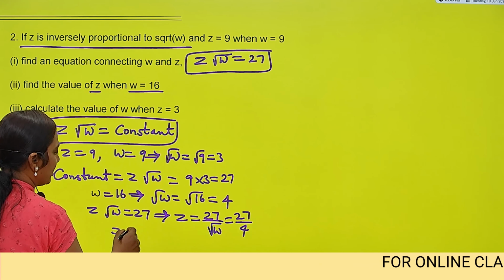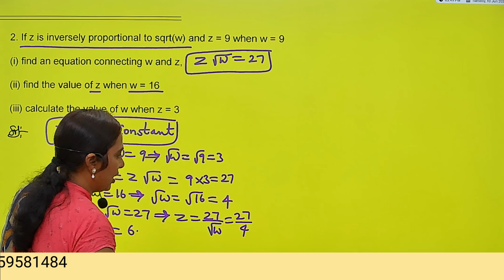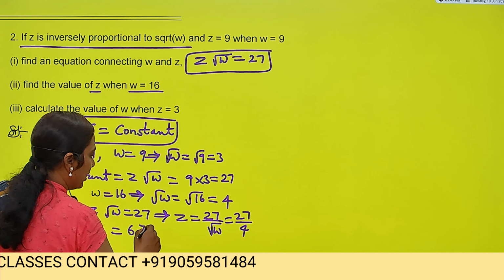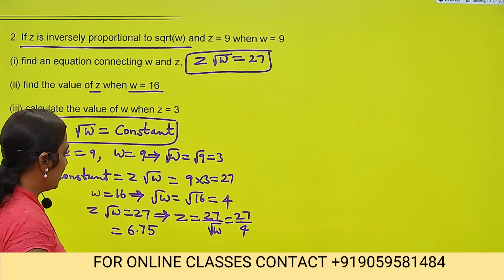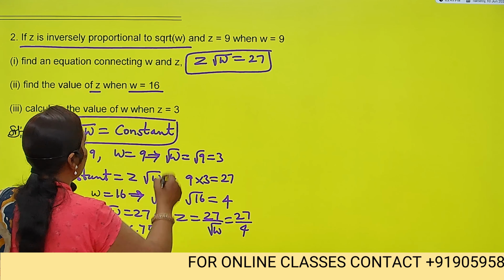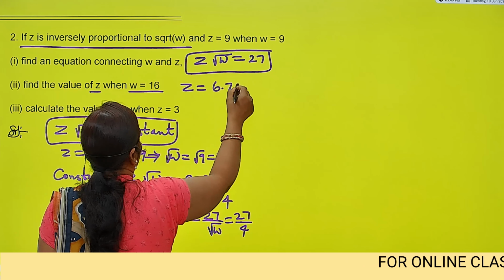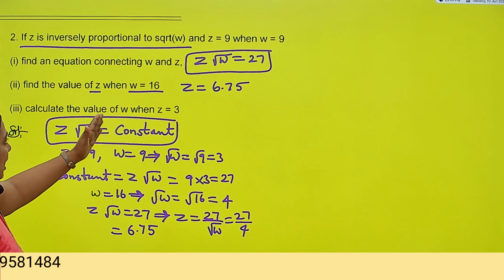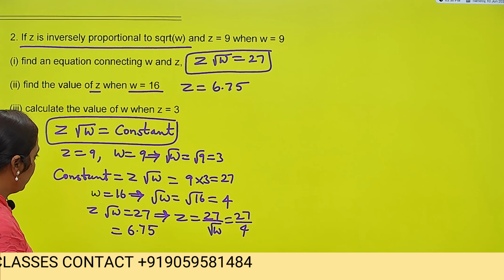Okay. 4 sixes are 24, 3 is the remainder. Again, 4 sevens are 28, 2 is the remainder. Take the 0. 4 fives are 20. What is the answer for z here? 6.75. Okay. Then calculate the value of w when z equals 3.